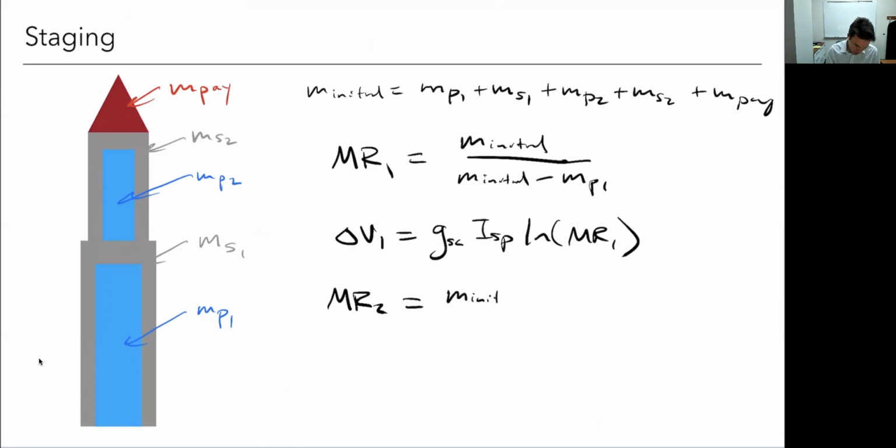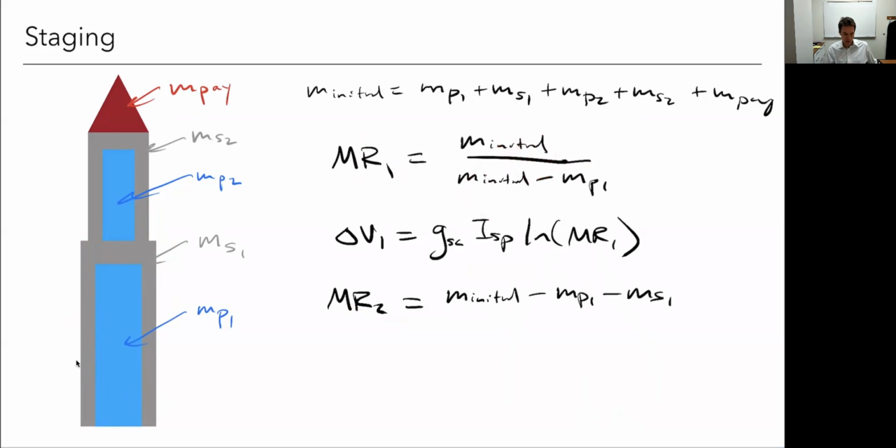It's M initial. It's not just M initial minus the payload though. I got to get rid of the structure. So this is the one point that you got to be careful on, right? At the end of mass ratio one, I burned all of this fuel, this blue part, I burned all the propellant. I do toss off the structure at the end, but that's not helping me with this mass ratio, right? It's not like that gave me some thrust. That's just something that happens at the end of the stage. I toss it off. So it doesn't go into this mass ratio term.